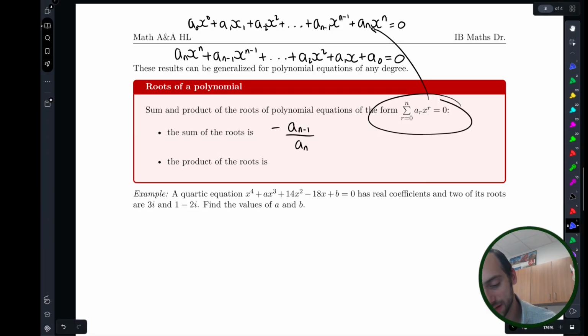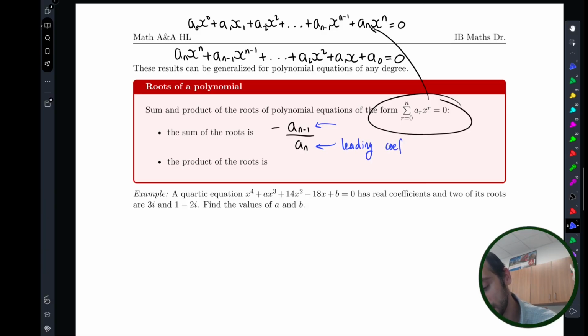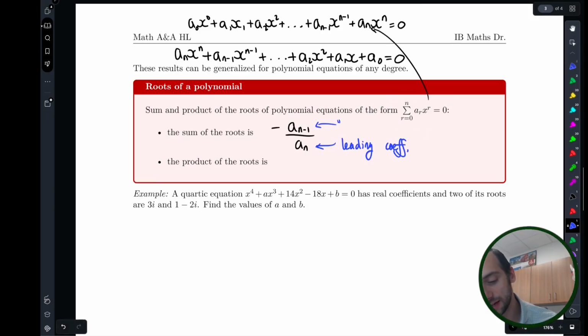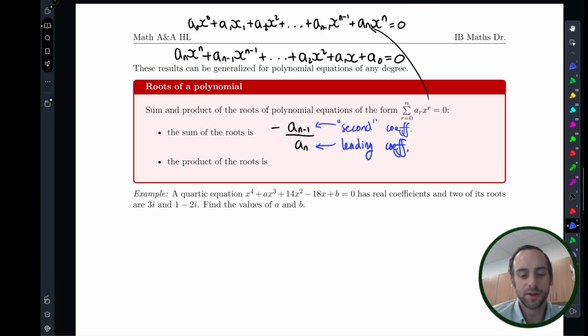Let's write this in words. What are these two numbers? Well, the a_n, that's the leading coefficient. That's the number at the front. This a_(n-1), you can think of as essentially the second coefficient. So it's not the leading one, it's the one after the leading coefficient. And the sum of the roots will be negative second over first.